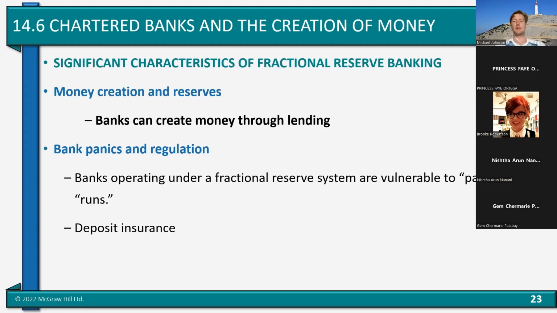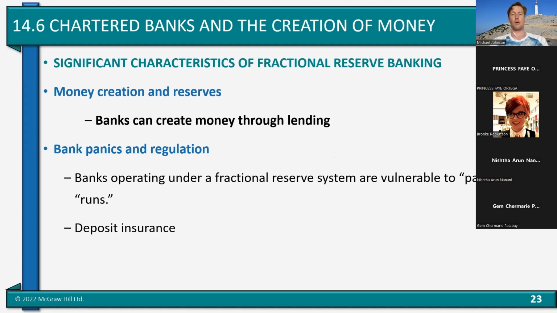So significant characteristics of fractional reserve banking: money creation and reserves. Banks can create money through lending. Bank panics and regulation: banks operating under a fractional reserve system are vulnerable to panics or runs. Deposit insurance.